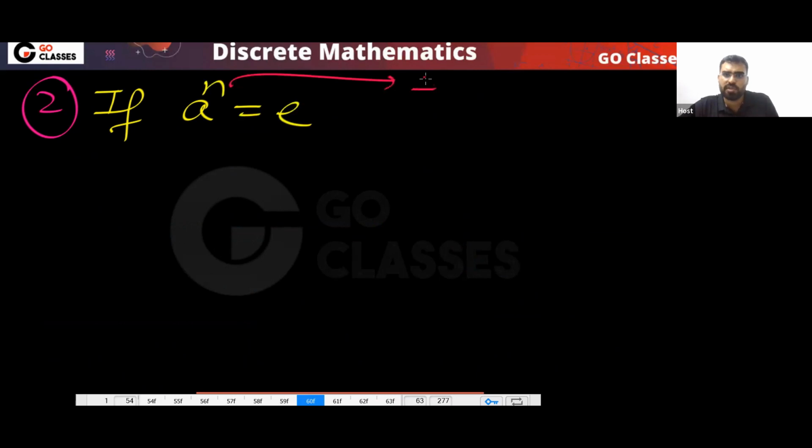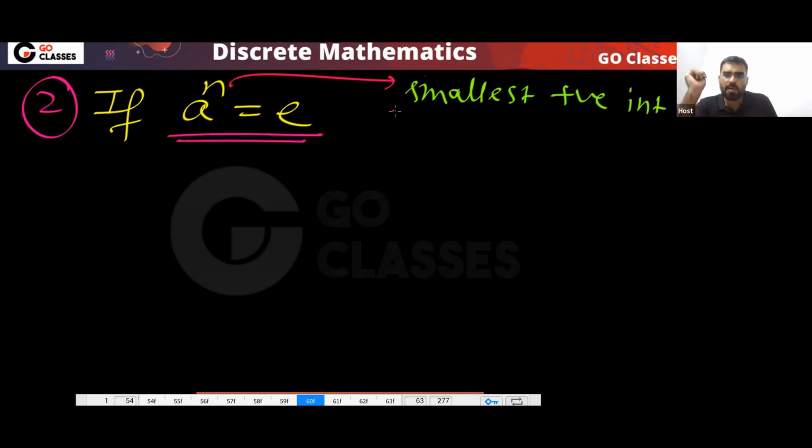Okay, so this is the first note. What is the second note? The second note is this: let's assume a power n is equal to e, where n is a positive integer, or I can say the smallest positive integer. Then in that case what will happen? Where n is the smallest positive integer, in this situation you don't have to go in the reverse direction.